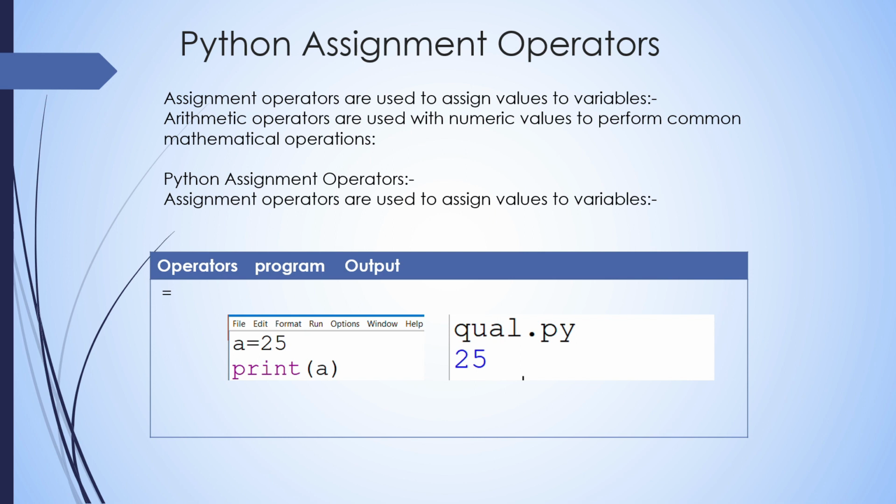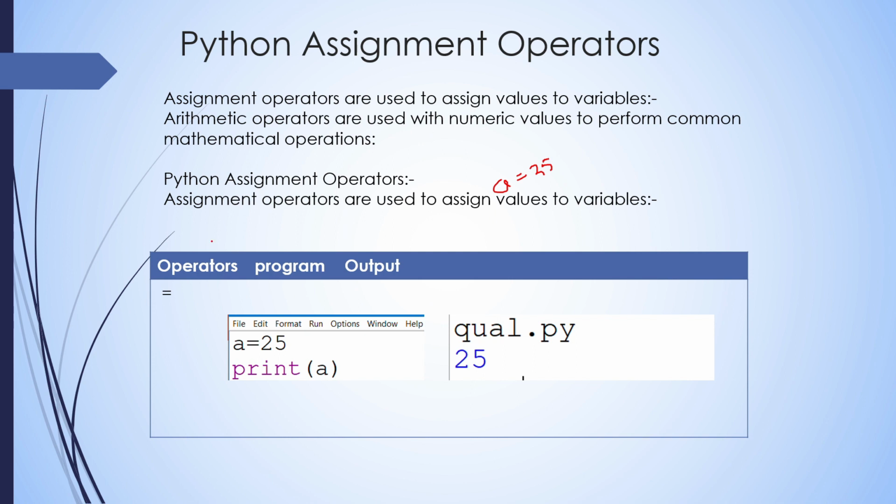So what does the assignment operator do? Assignment operators are used to assign values to the variable. The assignment operator is equals to, which is used to assign the values to the variable, like a is equals to 25. So a is the operand which has a value 25, right? This is to be written here.